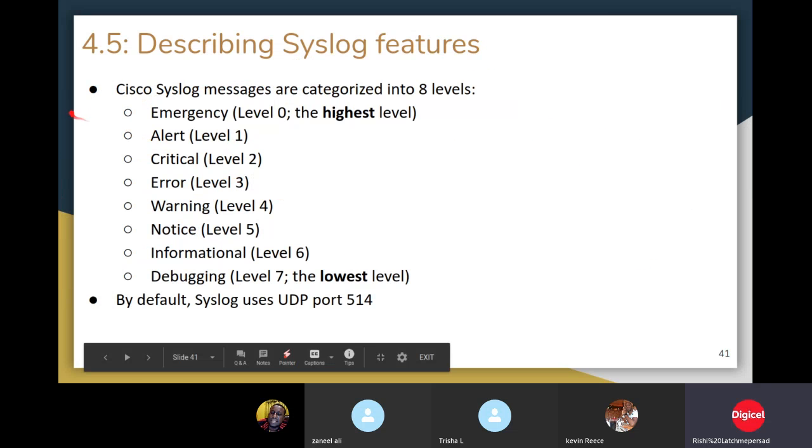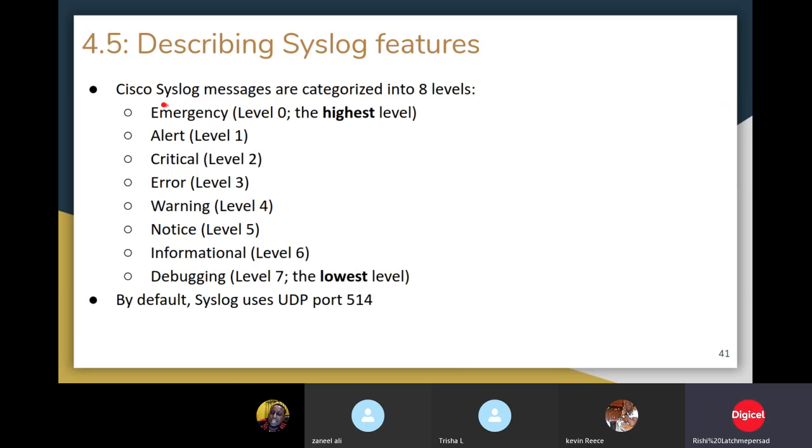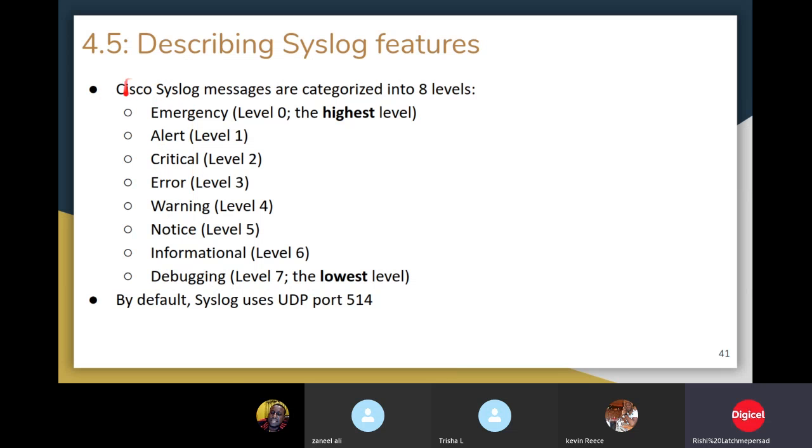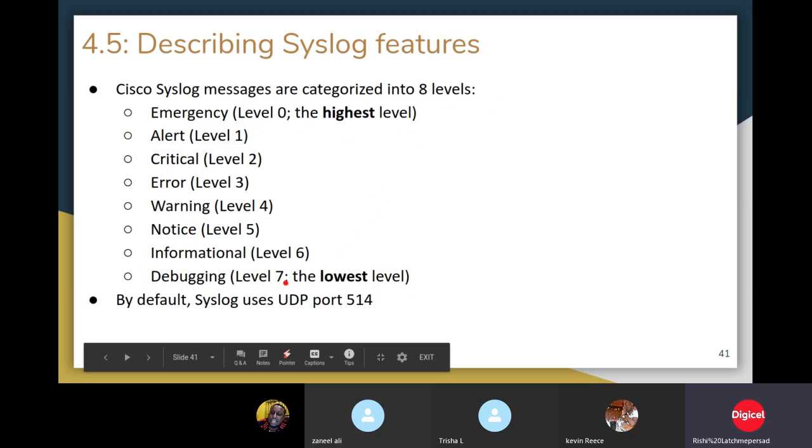So these are the levels. Cisco's SYSLOG messages are categorized into 8 levels. Emergency is level 0, the highest level, and then you have alert, critical, error, warning, notice, informational, and debugging, going straight down in level. So emergency, or level 0, is the highest, and debugging, or level 7, is the lowest.